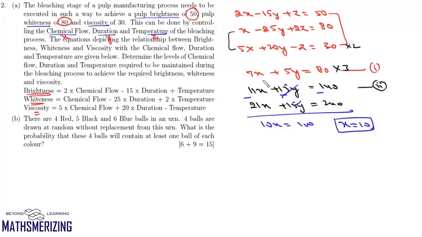Now we'll put x as 10, we'll get 5y equals 10. We'll get the value of y as 2, and if x is 10 and y is 2, so we'll write 20 minus 30, so it'll be minus 10, and the value of z will be 60.